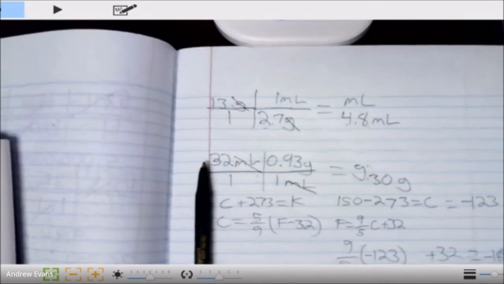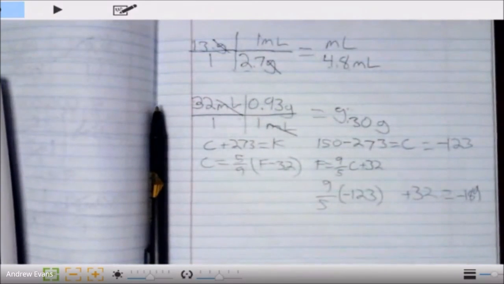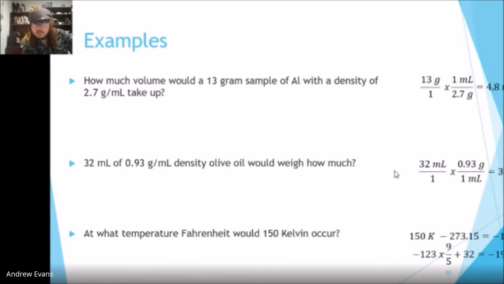Okay. And as you see right here, it rounds to about negative 189.